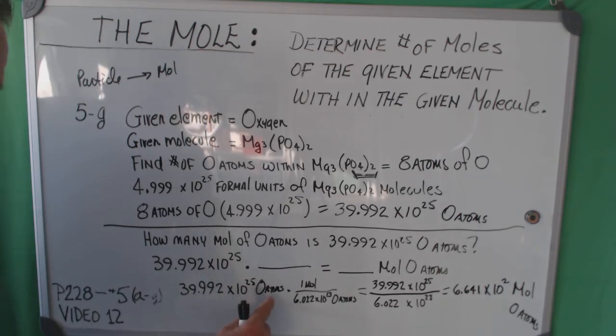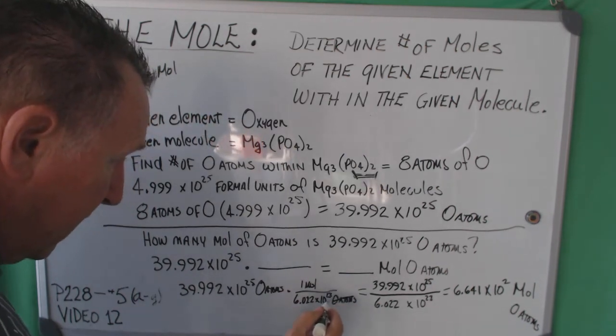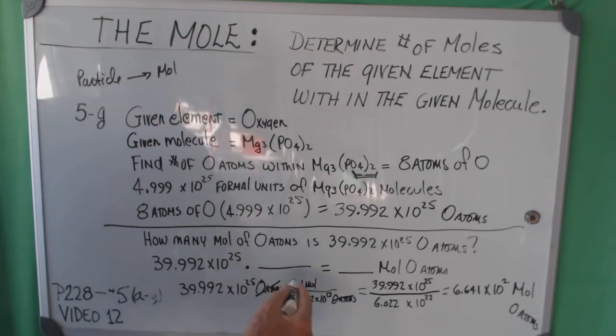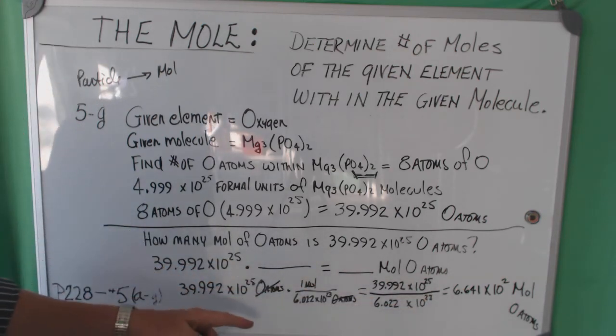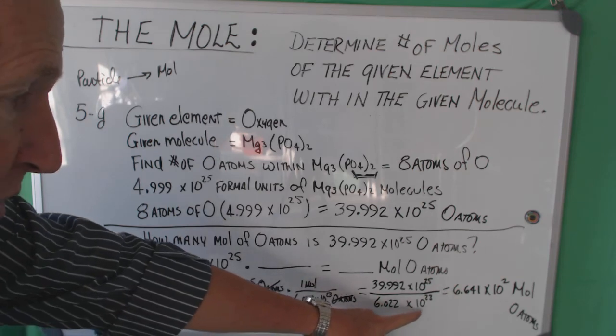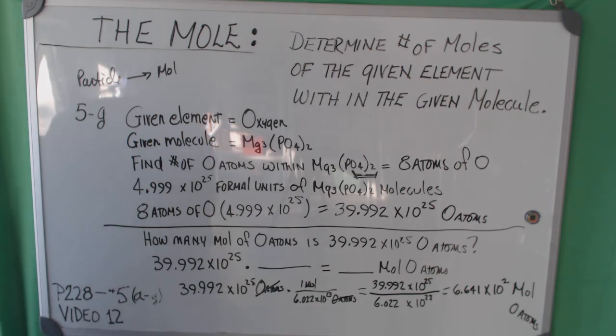I put in oxygen atoms. This is the number of particles, and I want to convert it to moles, so I put 1 mole has 6.022 times 10 to the 23rd oxygen atoms. And the oxygen atoms cancel, and I end up with just this arithmetic problem. I take the 39.992 times 10 to the 25th, and I divide it by 6.022 times 10 to the 23rd, and I come out with 6.641 times 10 squared.